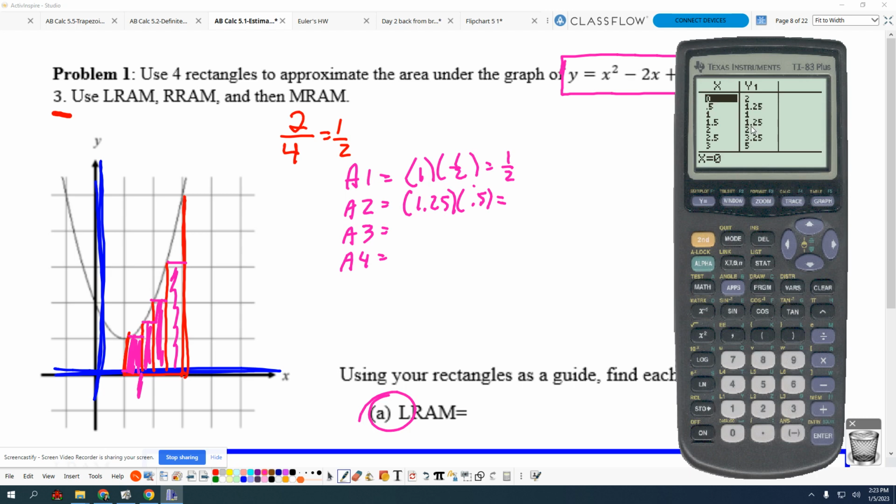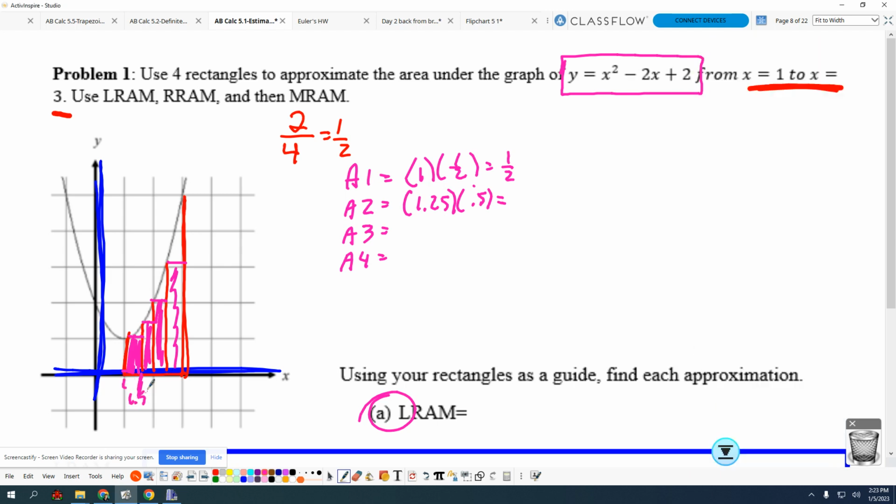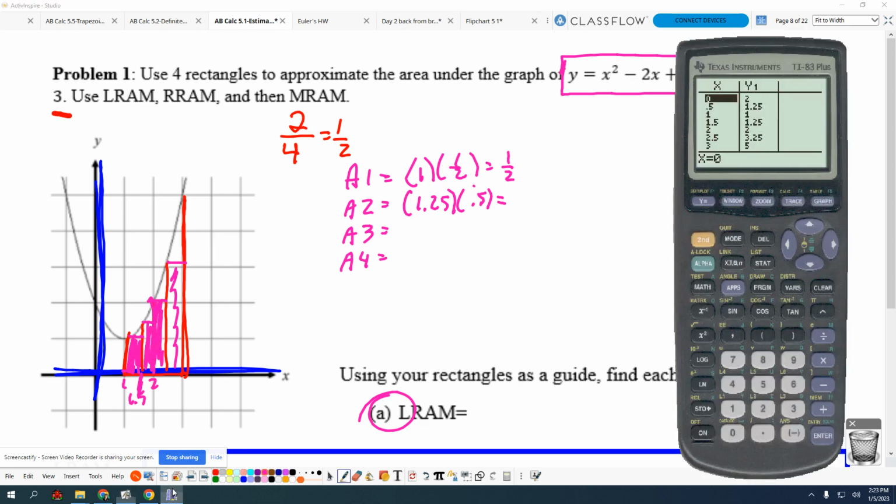What's the height for the third rectangle going from the left side? Wait, isn't it from 1 to 3? Aren't we going from 1 to 3? Okay, never mind. 1.5, 2. When x is 2, I need that height there. So looking at the calculator, when x is 2, the height is 2.